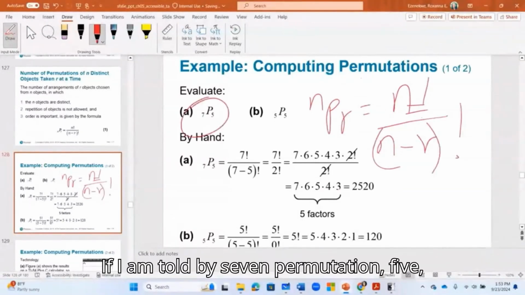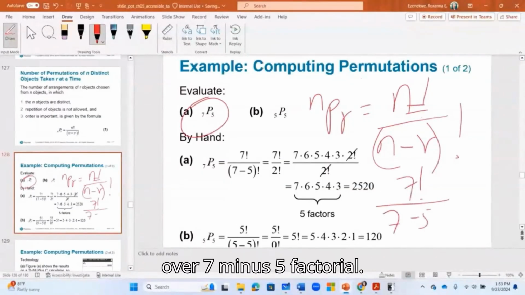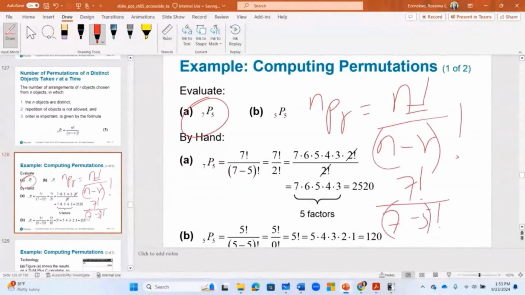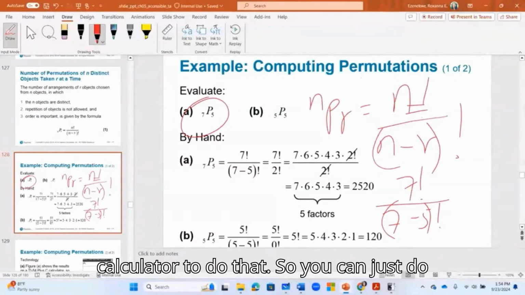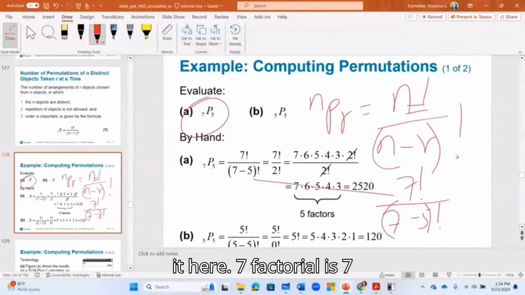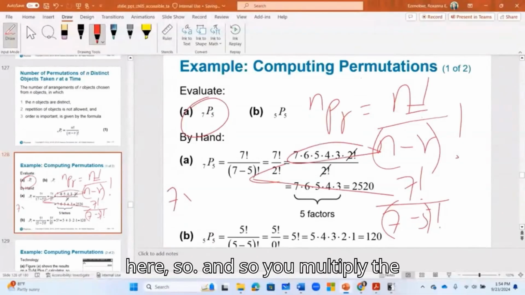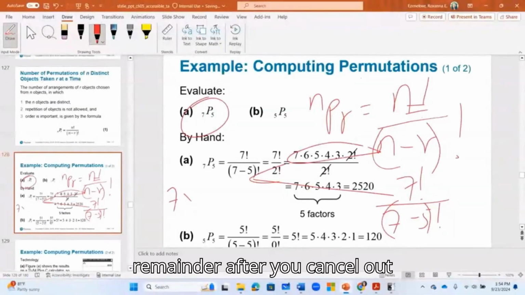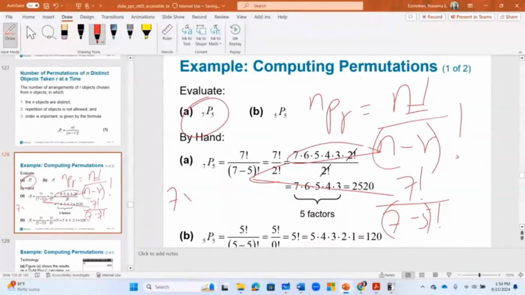If I am told to find 7 permutation 5, then I get 7 factorial all over 7 minus 5 factorial. Right? 7 factorial is 7 times 6 times 5 and so on. And 7 minus 5 is 2 factorial. I don't really have to use my calculator to do that. So you multiply the remainder after you cancel out, and then you have 2,520.